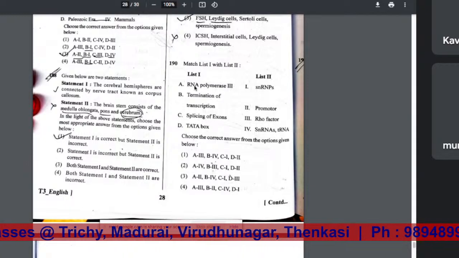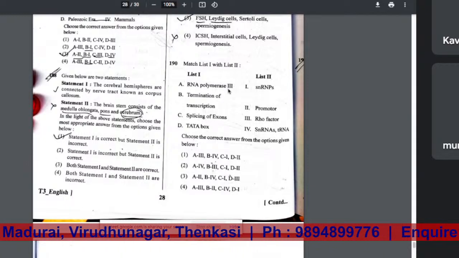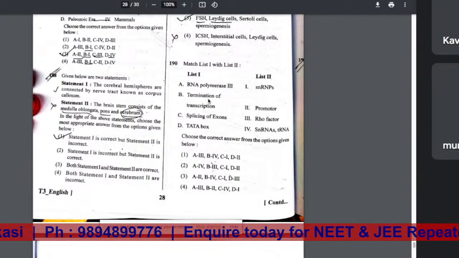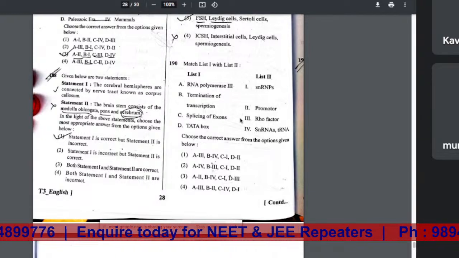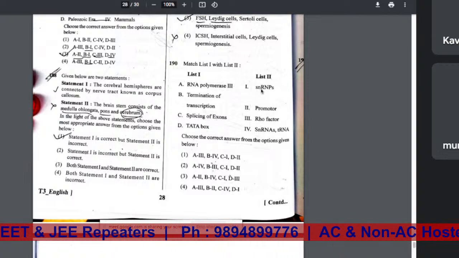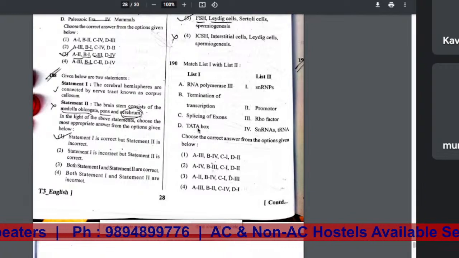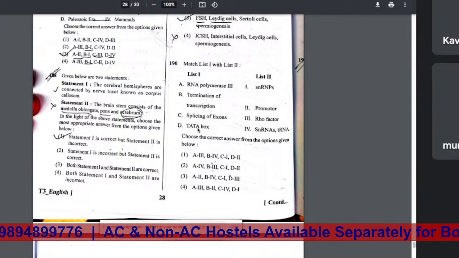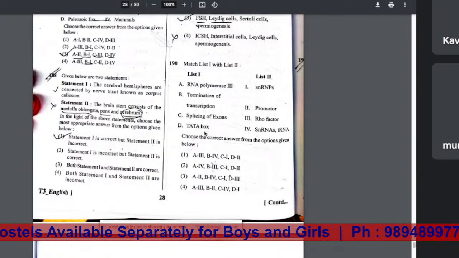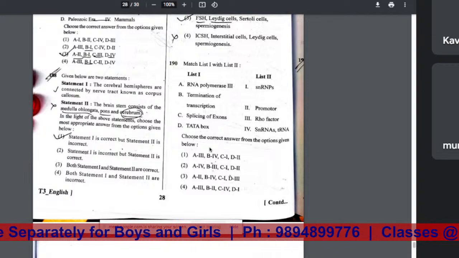A is 4. RNA polymerase 3 is responsible for the transcription of snRNAs and tRNAs. Termination of transcription is done by rho factor. Splicing of exons is related to snRNPs. And then TATA box is the promoter. So the correct answer for the 190th question will be 2.